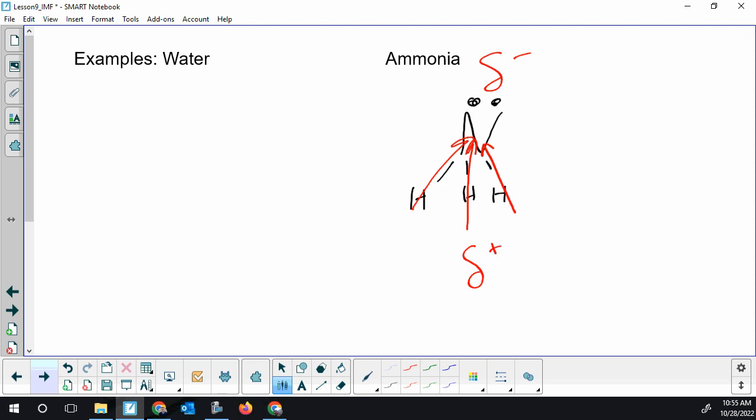Now it's fairly large, but I'm saying slight because it's not a full -1 and a full +1. It's less than -1 and +1. If we had -1 and +1, we're starting to think ionic compound. We're starting to think of an ion now.